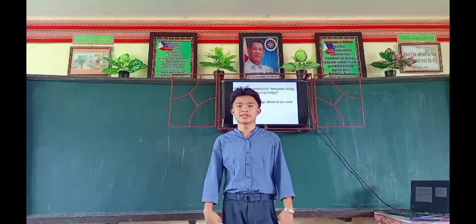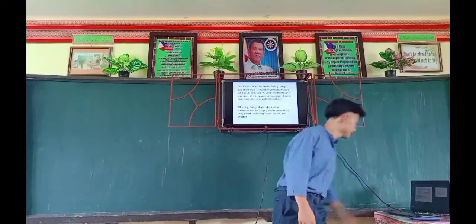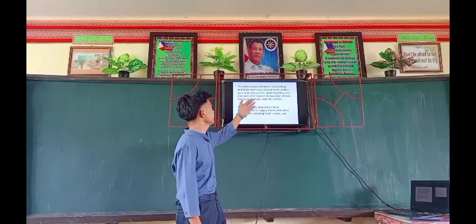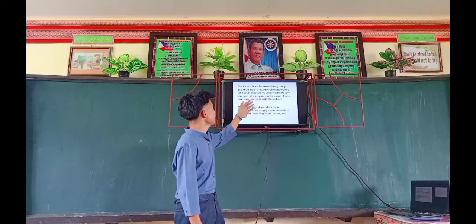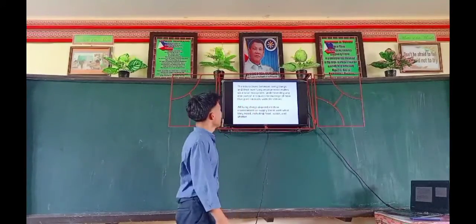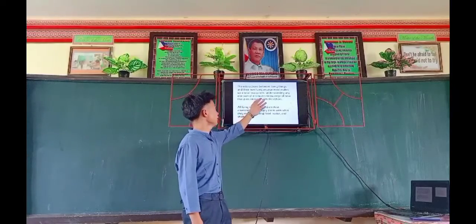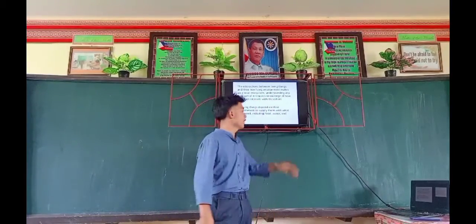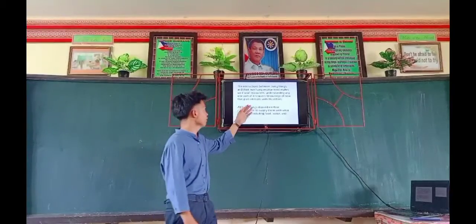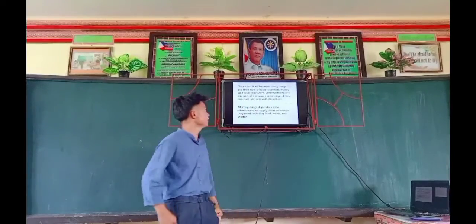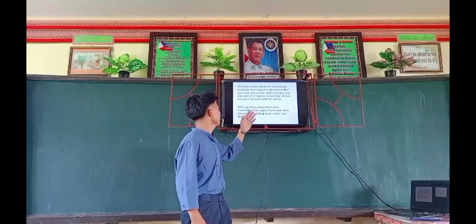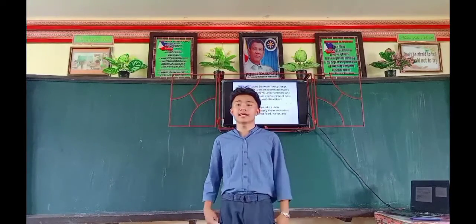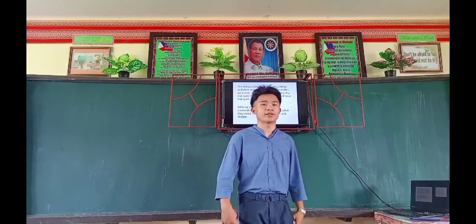So the answer is answer number 1. The interactions between living things and their non-living environment makes up total ecosystem. Understanding any one part of it requires knowledge of how the part interacts with others. And answer number 2. All living things depend on their environment to supply them with what they need, including food, water, and shelter. So let us now proceed to the next activity.